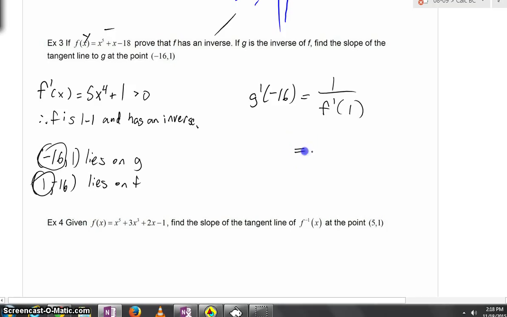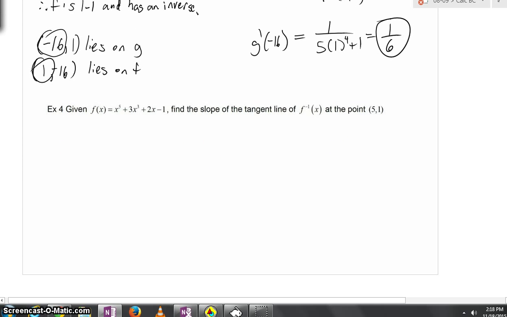But now I'm able to get this tangent line slope very easily without too much work. And 5 times 1 to the fourth plus 1, well, that's just simply 6, so the slope is 1/6. That's what our derivative, in fact, is going to yield. Very, very similar problem for number 4. Let's prove that we do have an inverse as well.